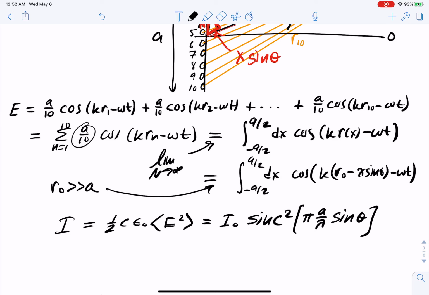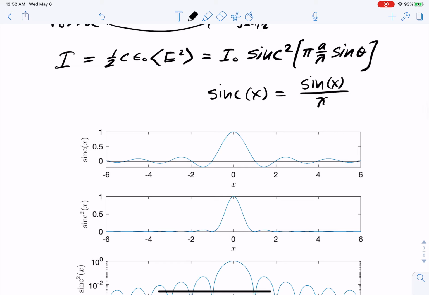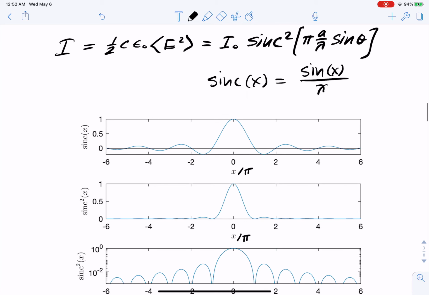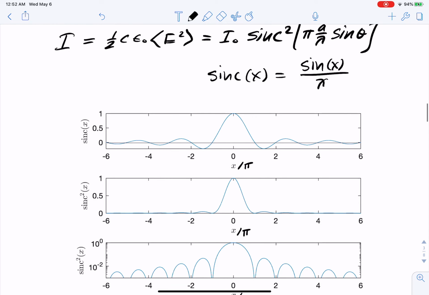All right, you may not be familiar with the sinc function. The sinc function is the sine of x divided by x. The basic pattern is that the sinc gives you zeros at all the multiples of pi, because the sine is 0 anytime x is a multiple of pi. There is one exception at the center.